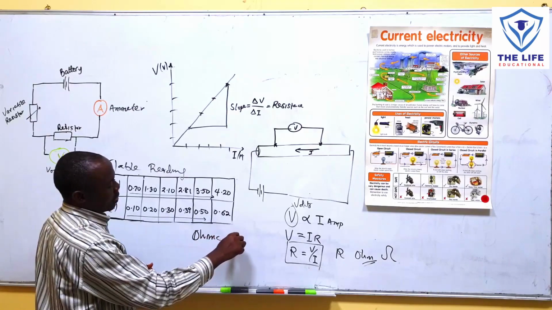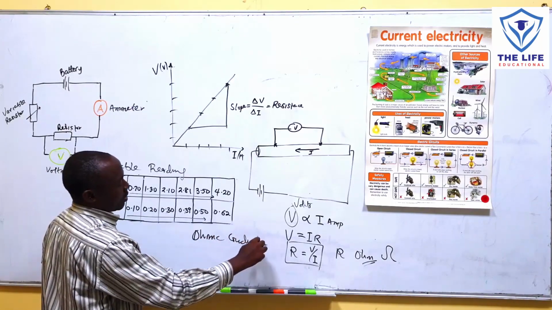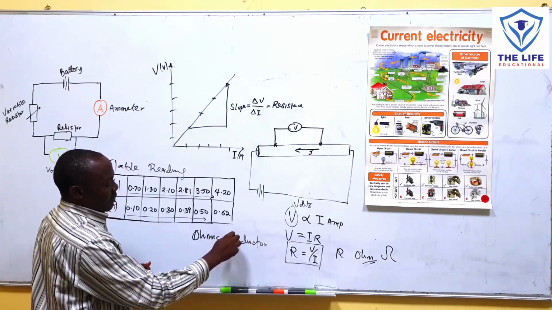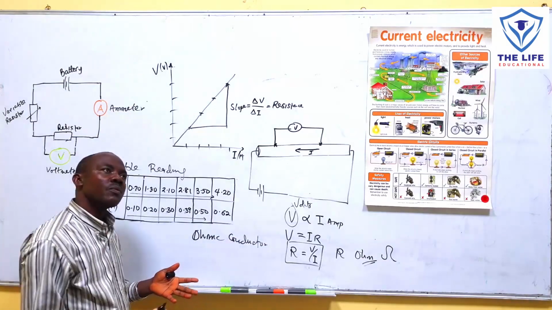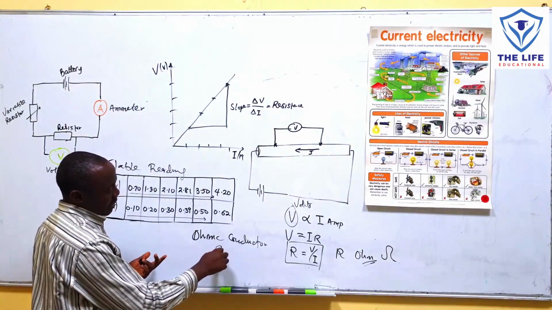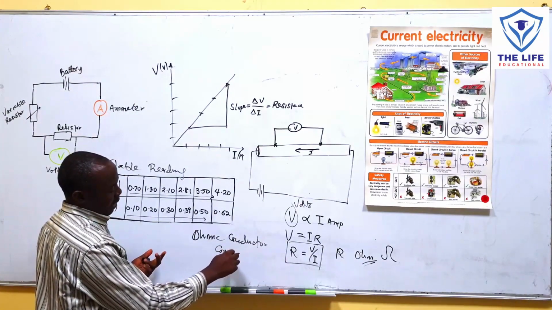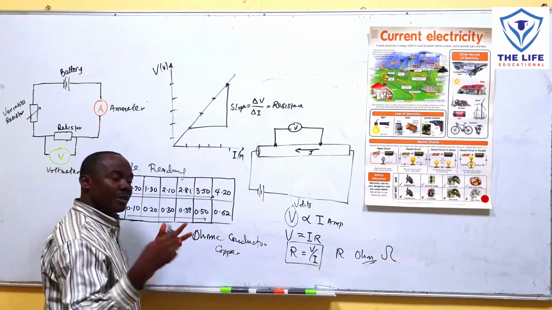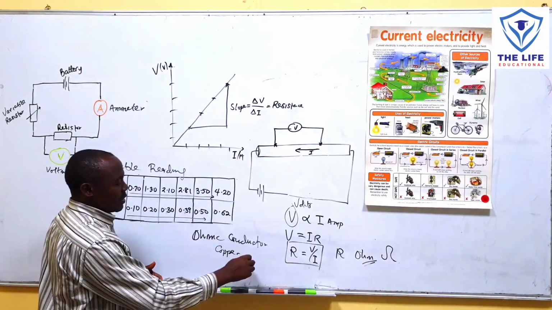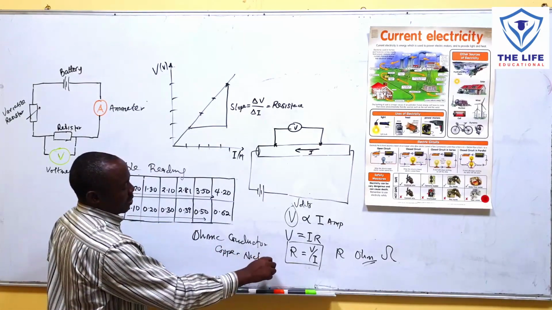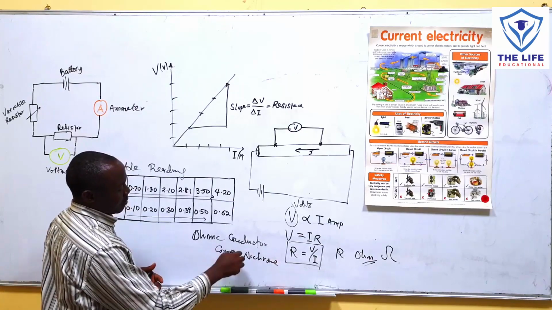They are called ohmic conductors. Okay, we have different types. We have copper. Copper wire is ohmic, meaning that it obeys Ohm's law. We can also have nichrome. Nichrome also obeys Ohm's law.